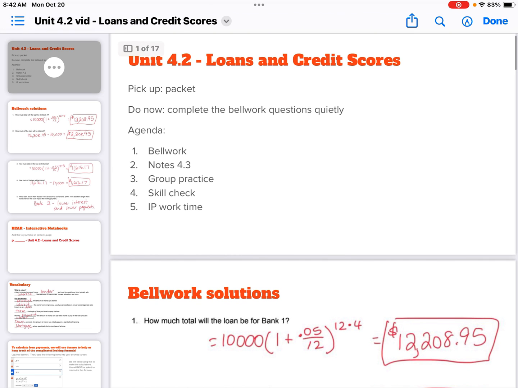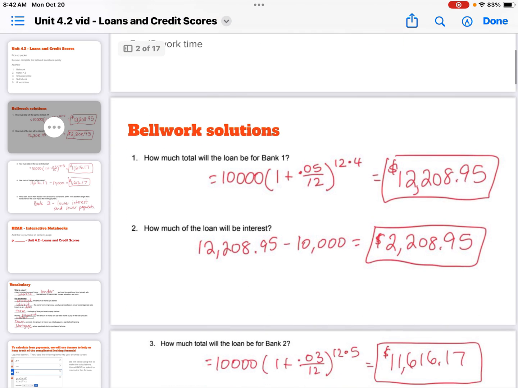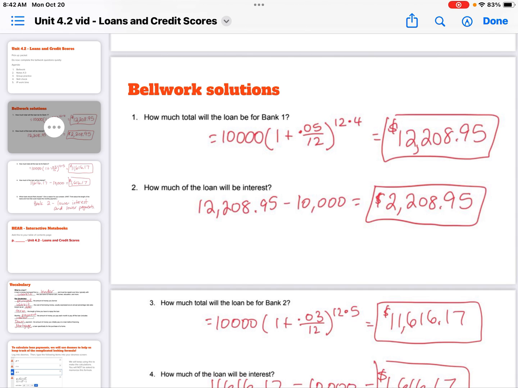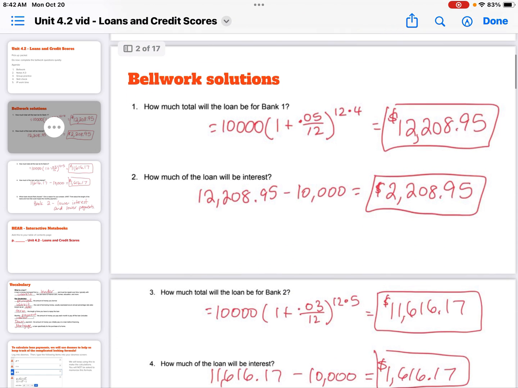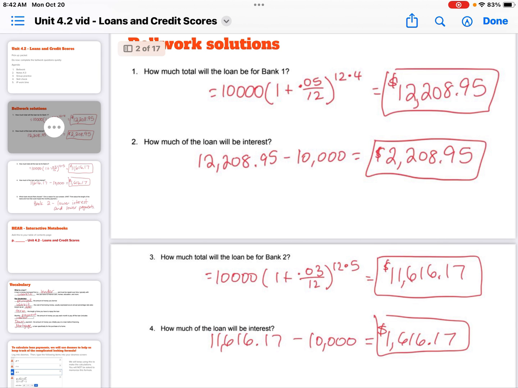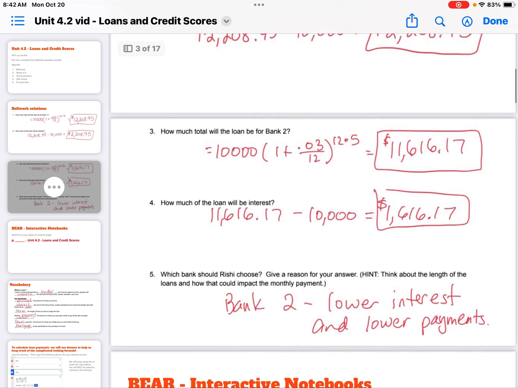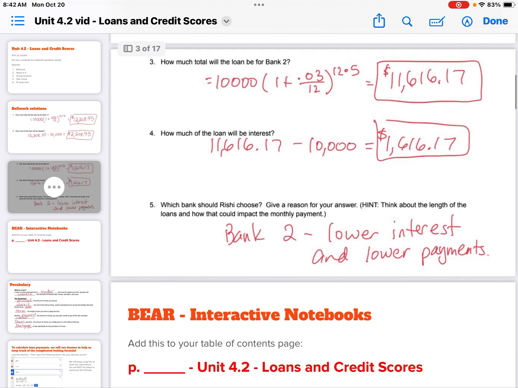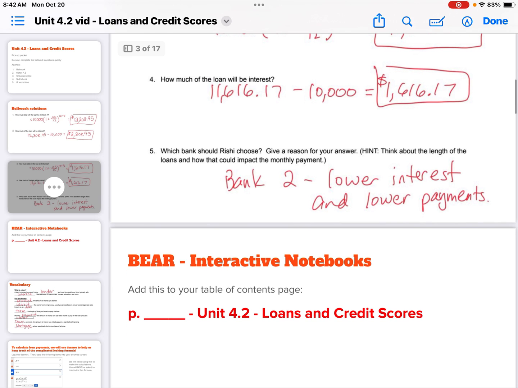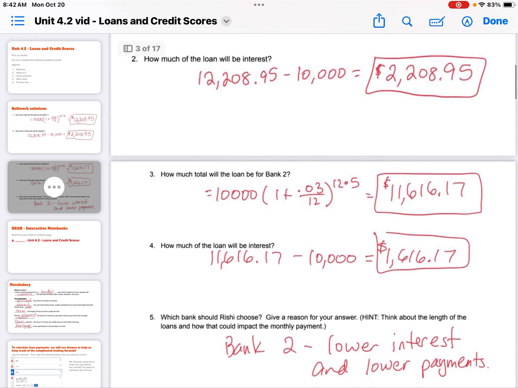All right, so you've started with your bell work. By now, you've probably finished your bell work, so now you get a chance to check your answers. For question 1, you plug into your compound interest formula, and then you would subtract your answer from 10,000 to get your interest. Bank 2, same type of thing. And then you're supposed to answer the question about which bank should you use. In this case, you'd want bank 2. You have lower interest and lower payments.